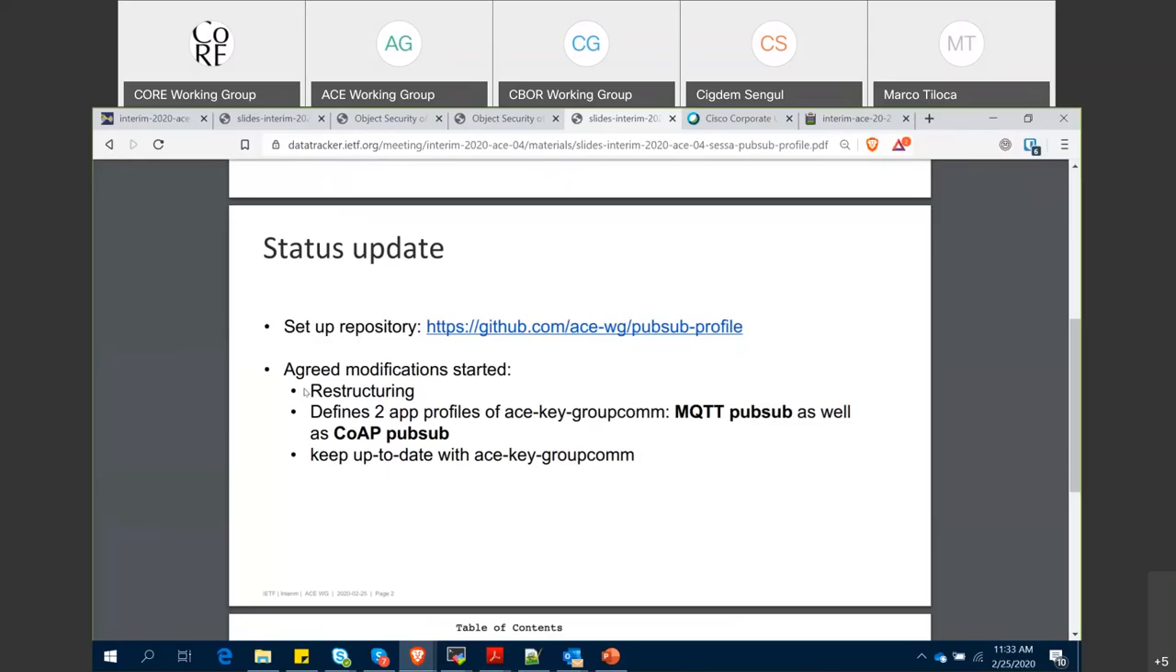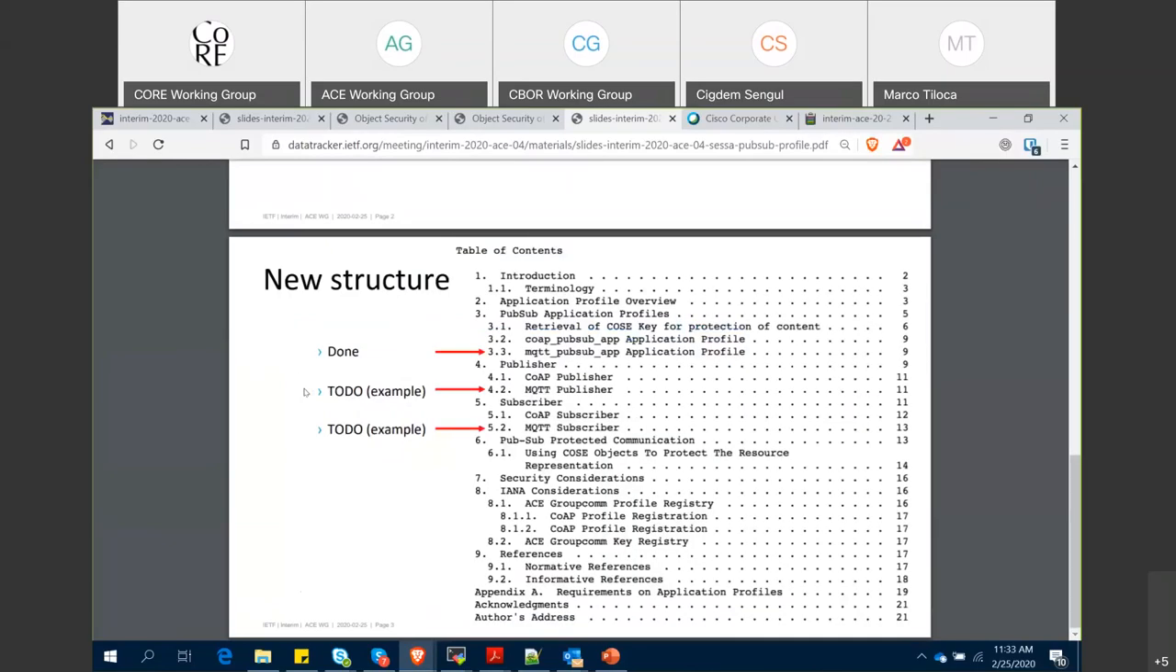So next, I put in the table of contents from the draft right now. What I was expecting is not much text added at all. It's just some restructuring of a general text and CoAP or MQTT specific text. Right now, the MQTT publisher, so 4.2 and 5.2 are empty.